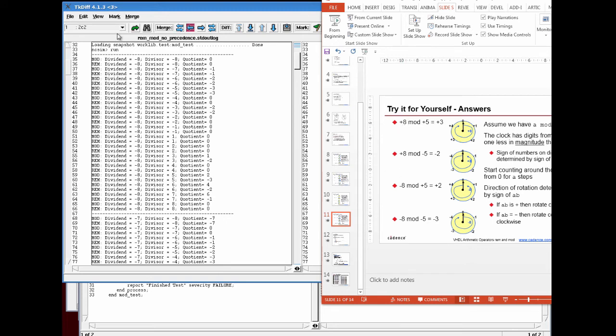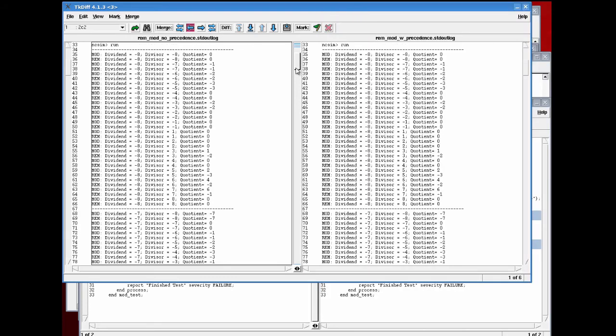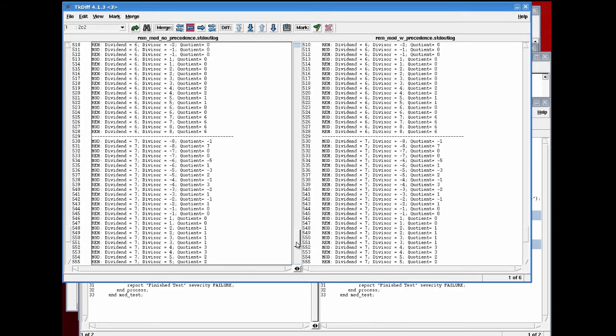+5. Sorry, we'll have to go minus. We're starting with minus here. So -8 mod -5. Okay, so look at the mod. -8 mod -5 is -3 is the result. That's correct. And -8 mod +5, the answer's +2. Okay, and we need to go all the way down the file, see the other one.